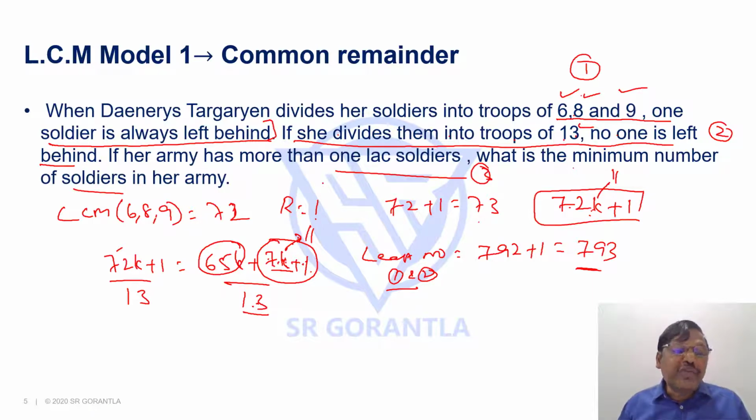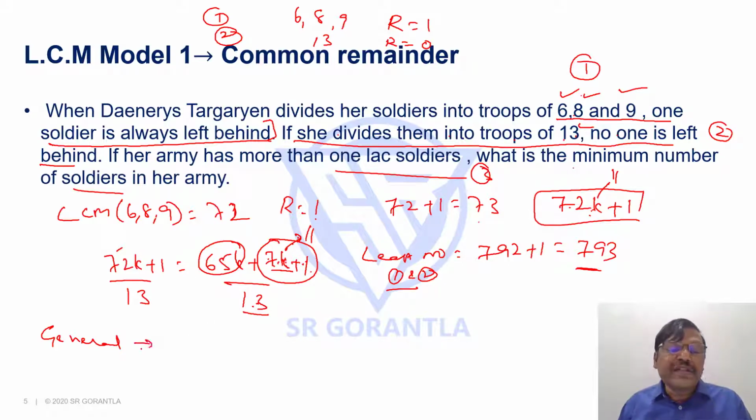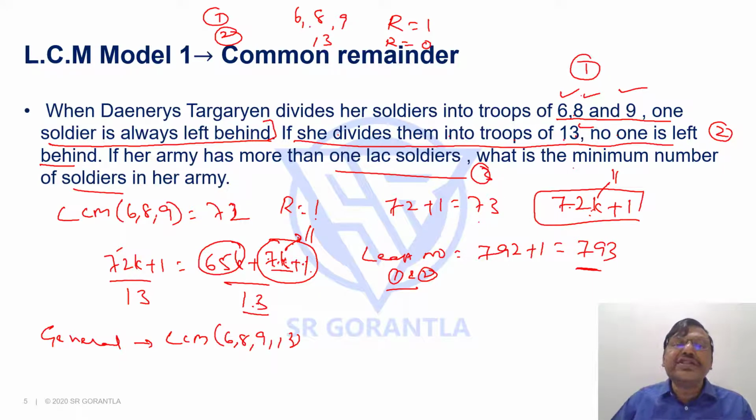So what is the general form of the number that satisfies now two conditions? Condition 1: divided by 72, the remainder should be 1. Condition 2: divided by 13, the remainder is 0. The general form of the number is the LCM of 6, 8, 9 and 13, that is the divisors in the first condition and the divisor in the second condition, its multiple plus the least number. What is the least number? 793. This is the least number that satisfies both conditions.